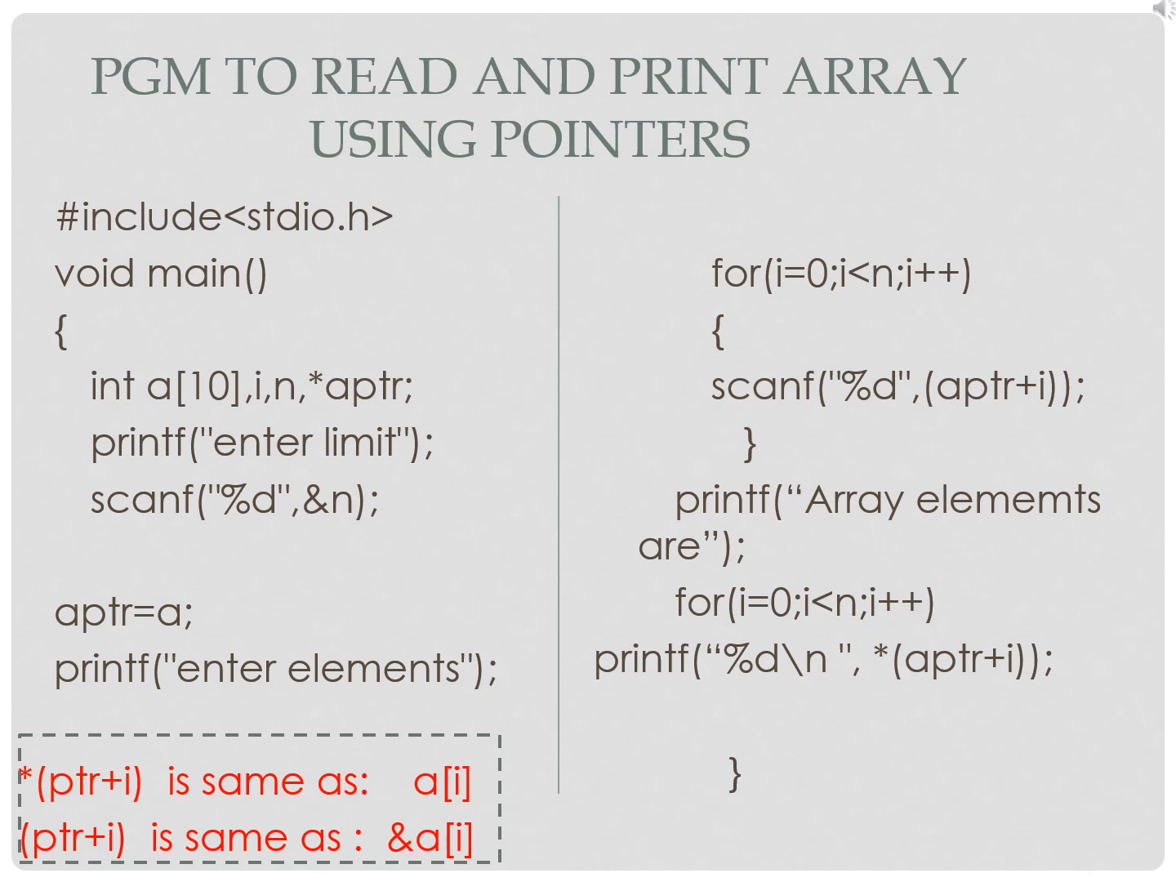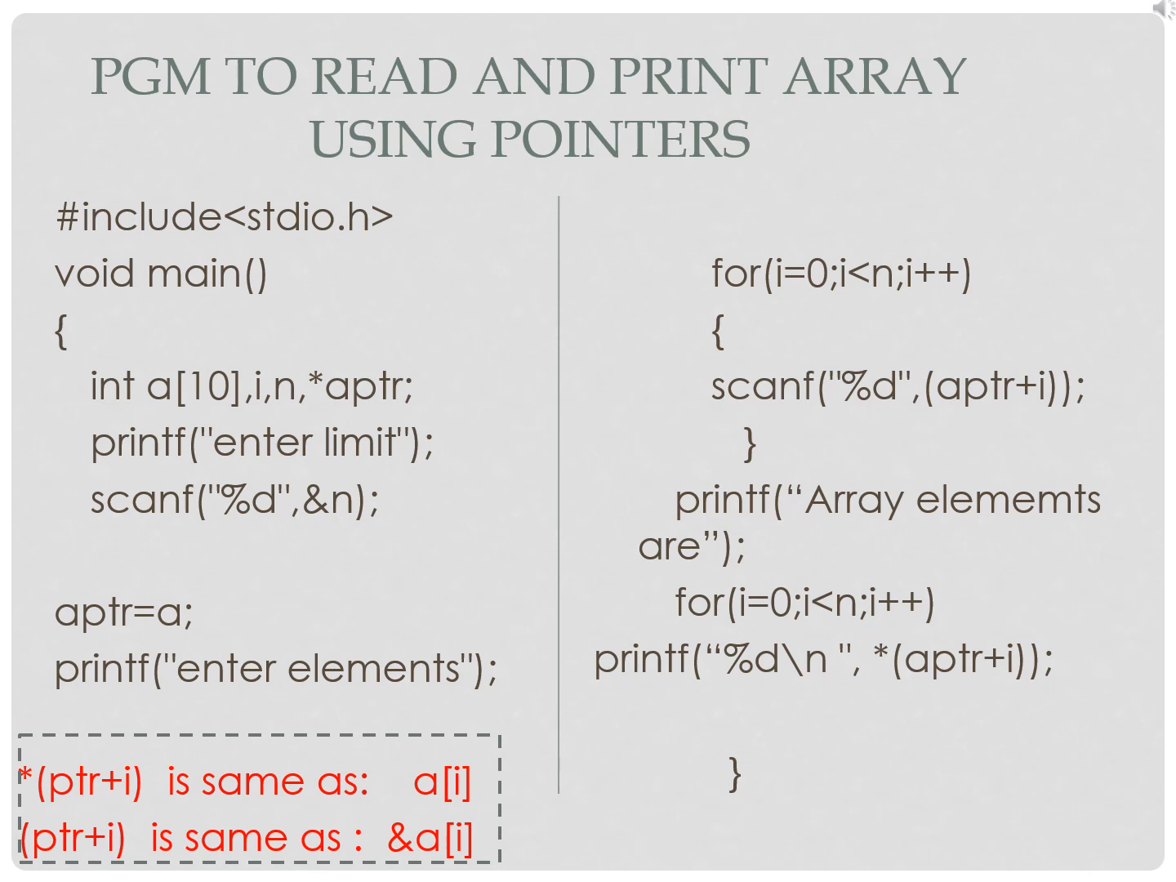Program to read and print array elements using pointers. Initially you are declaring an array A of 10 and a pointer APTR. Same way as reading array elements, you first have to read the size of the array, the number of elements that you wish to enter, that is, enter limit. Now you are assigning the address of A to APTR. You are making the pointer point to the array element. So APTR equal to A.